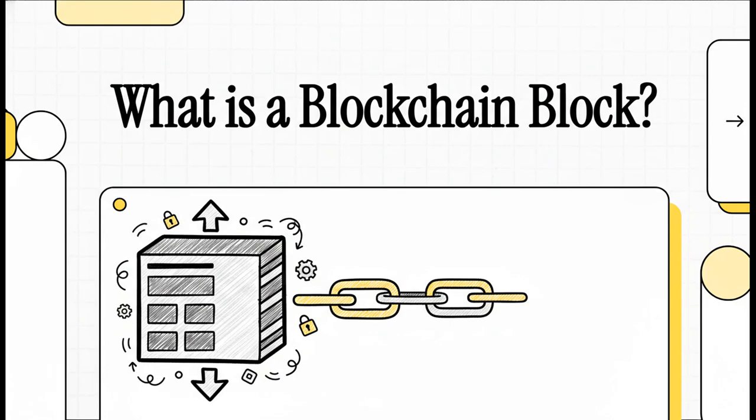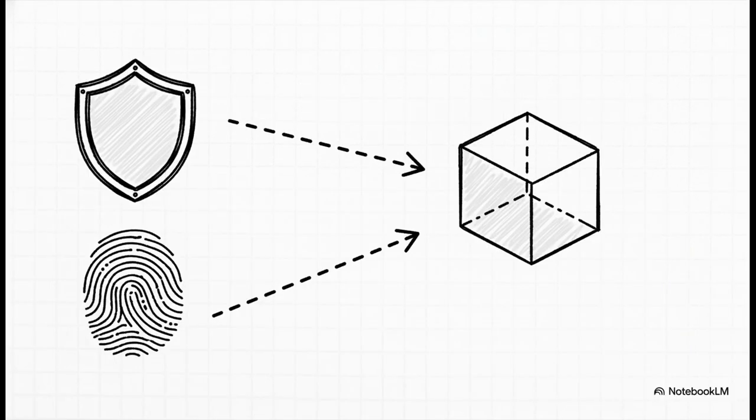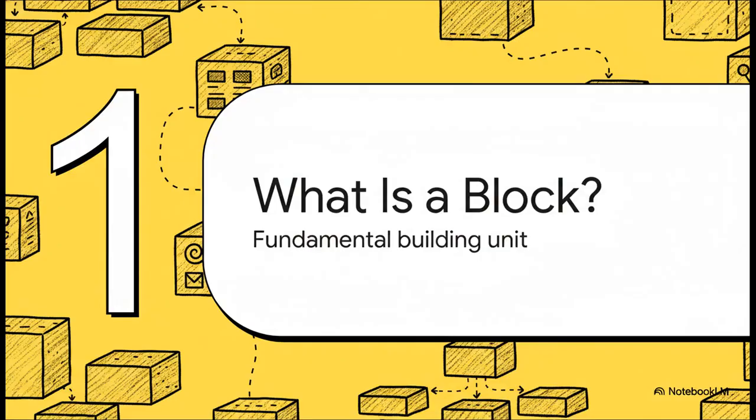Here is today's explainer on what is a block in a blockchain. All right, so you've probably heard us talk about things like immutability and cryptographic hashes, those key features that make blockchains so secure. But how do they all fit together? Well, it all comes down to the most basic building unit of the whole system, the block itself. So let's start with the big question. What actually is a block?